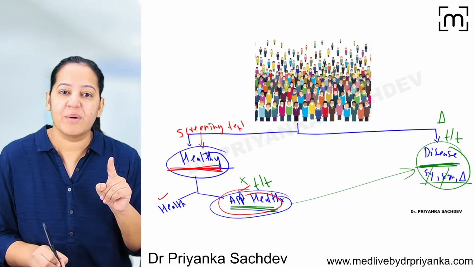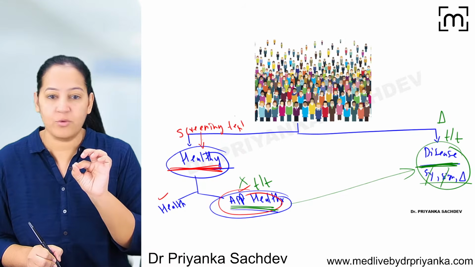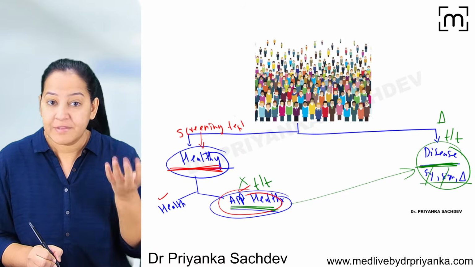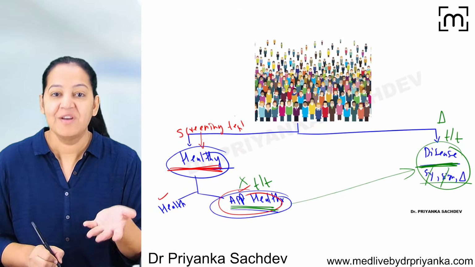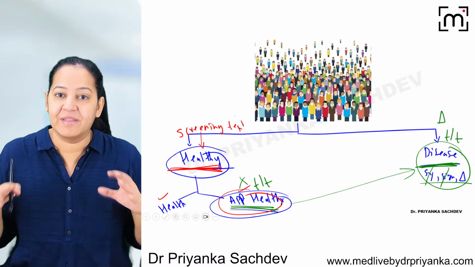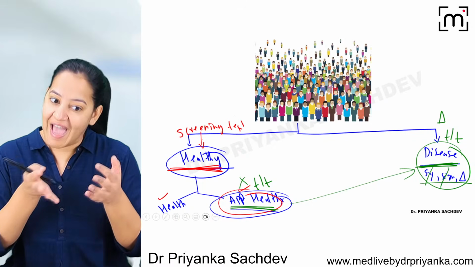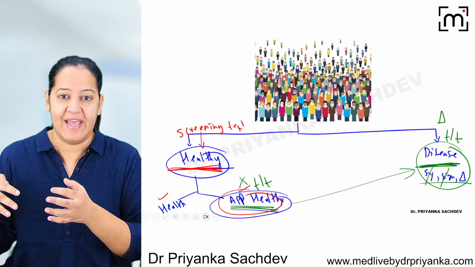Here people do not come to us because they don't know they have disease. Because the disease is very small, they do not have the symptoms. They do not come to us. We have to go to them. So we have to go to people who think they are healthy, the community of people, and apply a screening test on them to see who is actually healthy and who is apparently healthy.